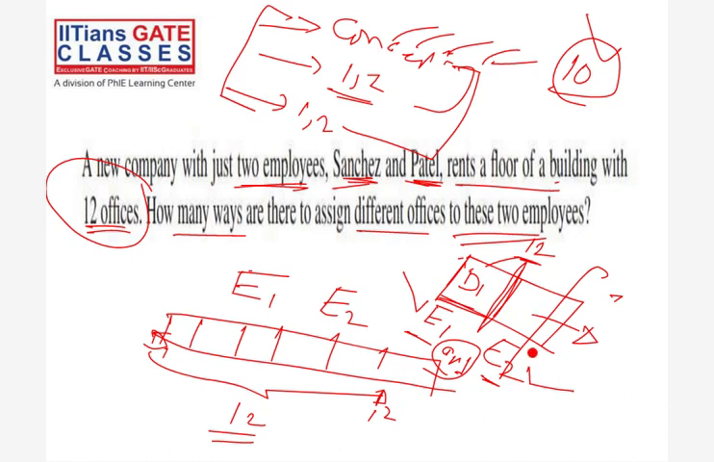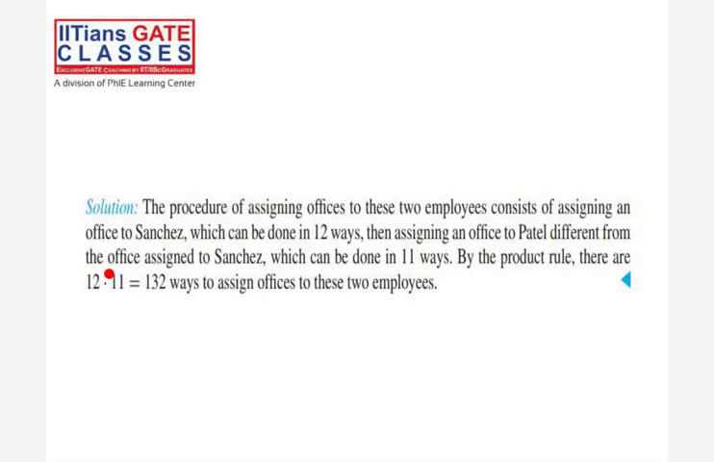Now once I have assigned him D1, how many ways are there to complete the second task? I cannot assign D1 to E2, because D1 is already assigned to E1. So for each way of completing the first task, I have 11 ways to complete the second task. Hence the final answer will be 12 into 11. This is a very basic principle, the product rule. Now let's see what the sum rule is. You can refer to this answer; I will share the slides.